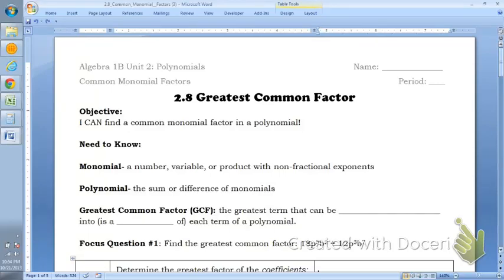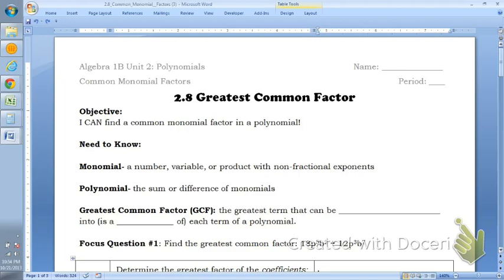This is lesson 2.8, finding the greatest common factor. The objective of this lesson is that you can find the common monomial factor in a polynomial. We're also going to find the other factor after we divide by that greatest common factor, so that it's not stated on our objectives.